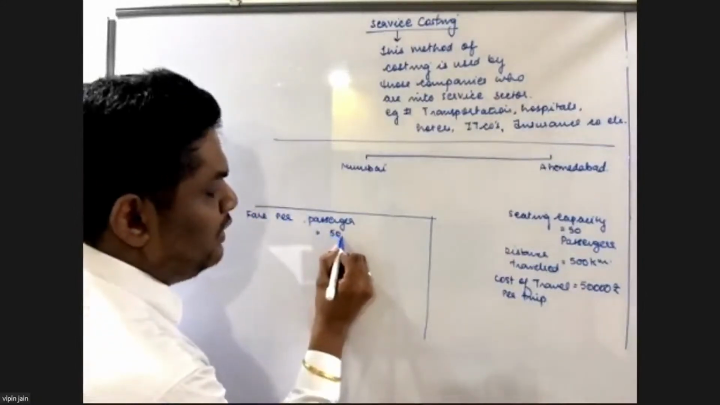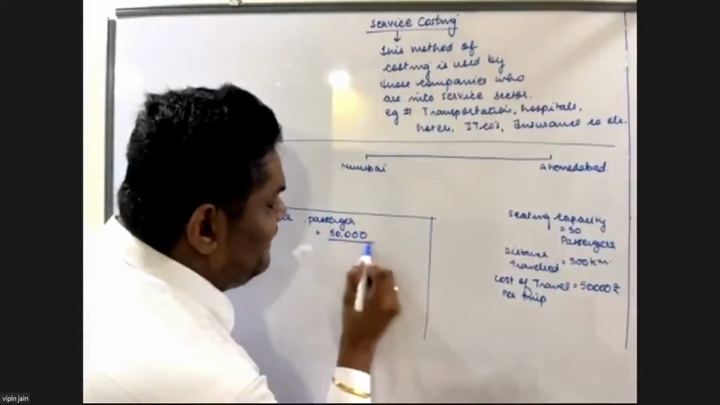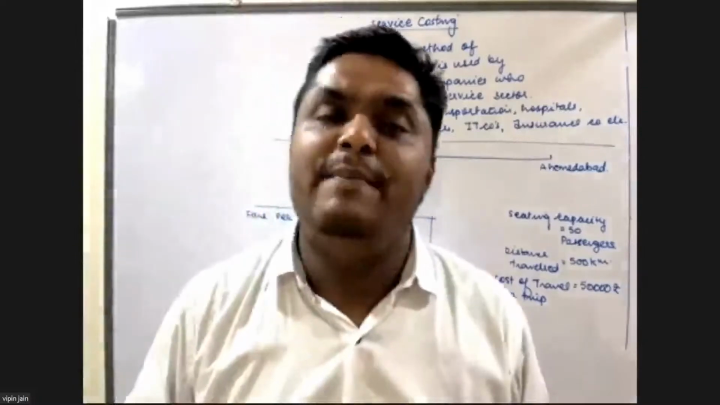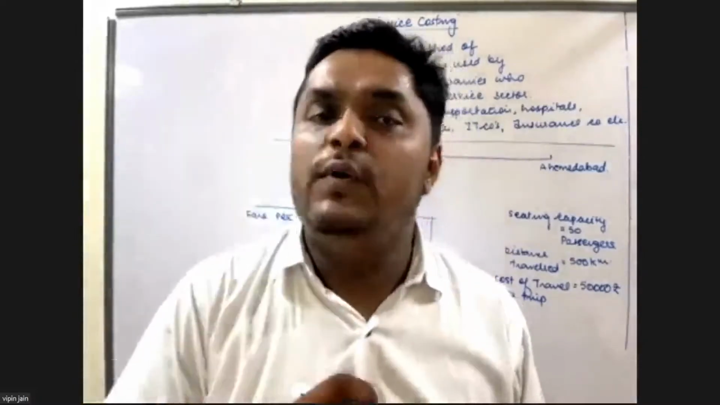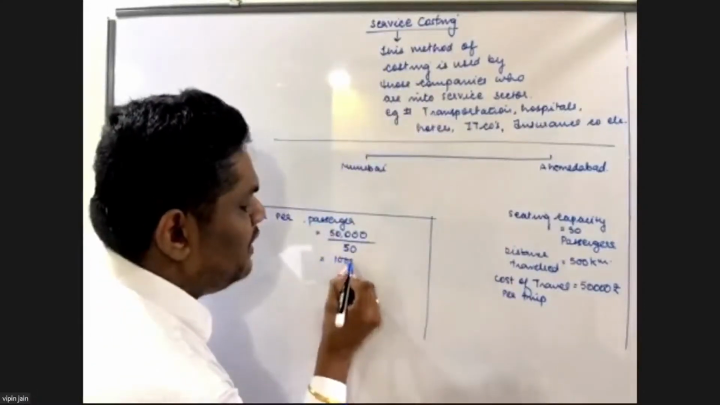Very simple. Total cost is my 50,000. How many passengers are traveling from Mumbai to Ahmedabad? Assuming they are working at 100% capacity, every time the bus is full. So how much fare will I be recovering per passenger? Very simple. 1,000 rupees.